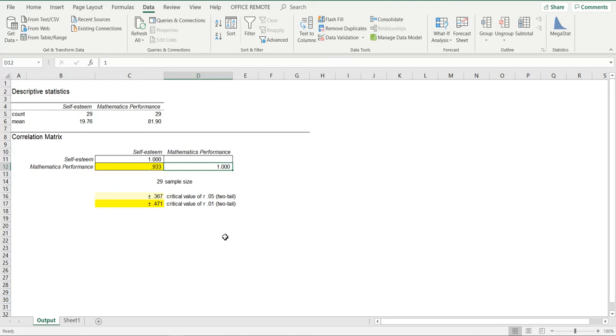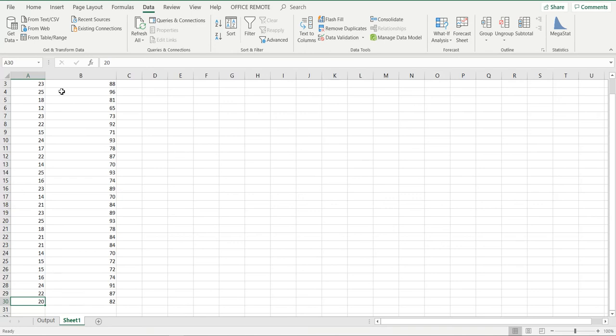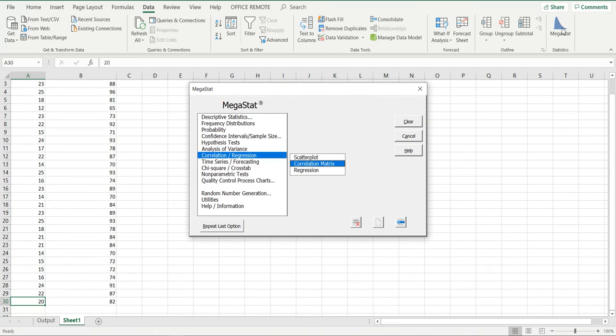Now, since the self-esteem and the mathematics performance have a significant relationship, we can now proceed to the fourth research objective, which is to determine the model that best describes the relationship between the mathematics performance and the self-esteem. To do that, we go back to our sheet one. We are going to click Megastat, then correlation, regression, then regression.